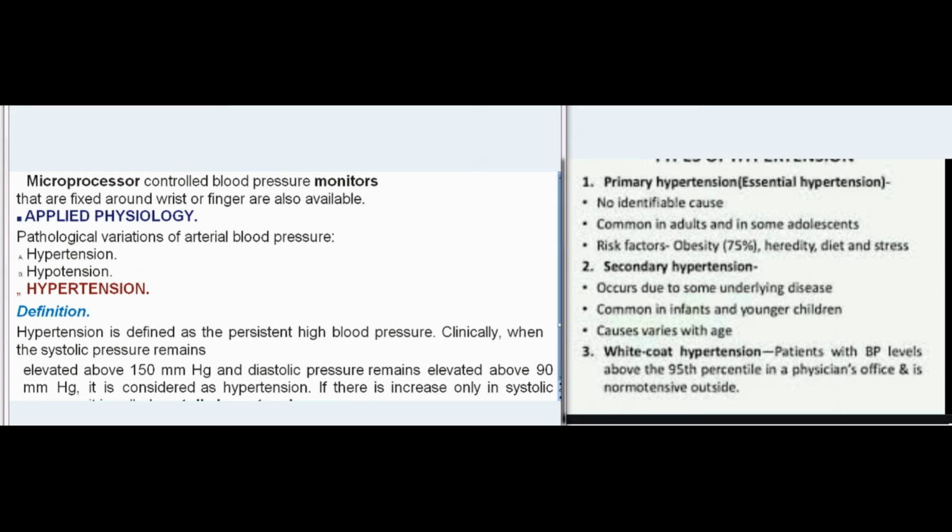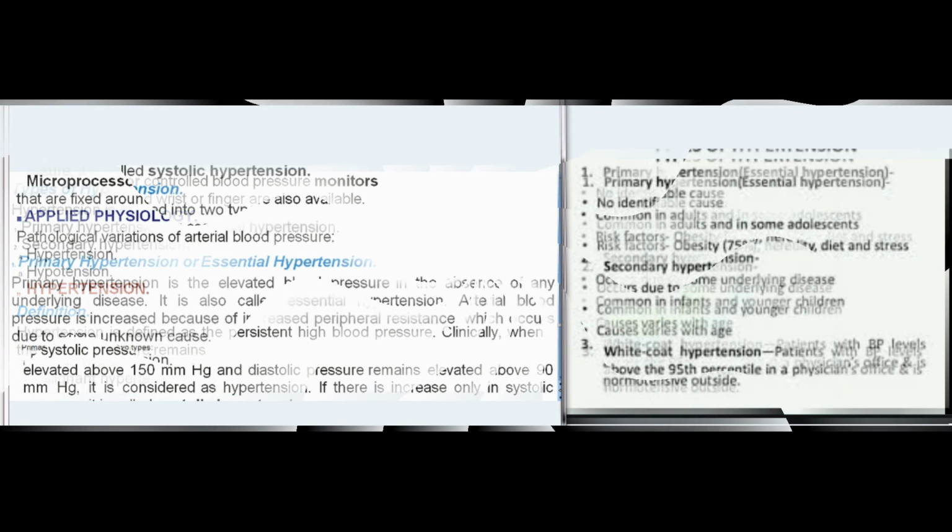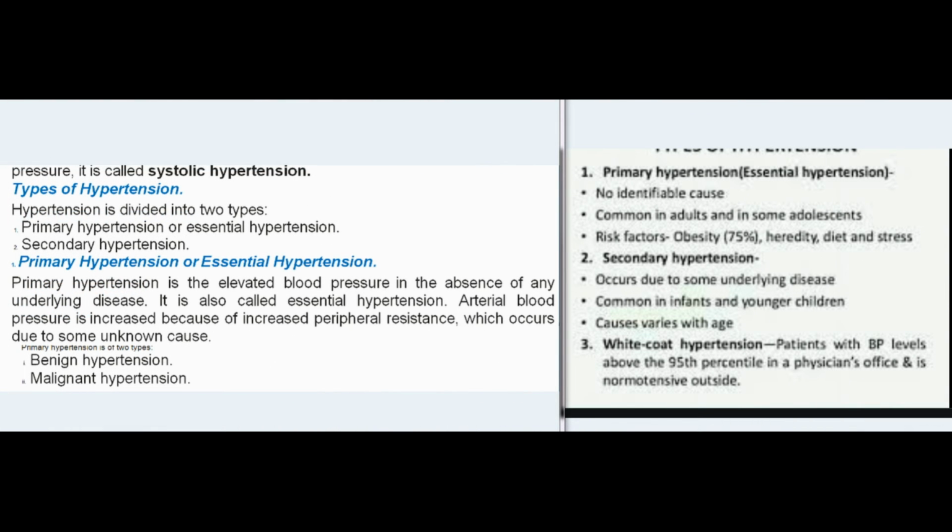Applied physiology. Pathological variations of arterial blood pressure: hypertension, hypotension. Hypertension. Definition. Hypertension is defined as persistent high blood pressure. Clinically, when the systolic pressure remains elevated above 150 mm Hg and diastolic pressure remains elevated above 90 mm Hg, it is considered as hypertension. If there is an increase only in systolic pressure, it is called systolic hypertension.